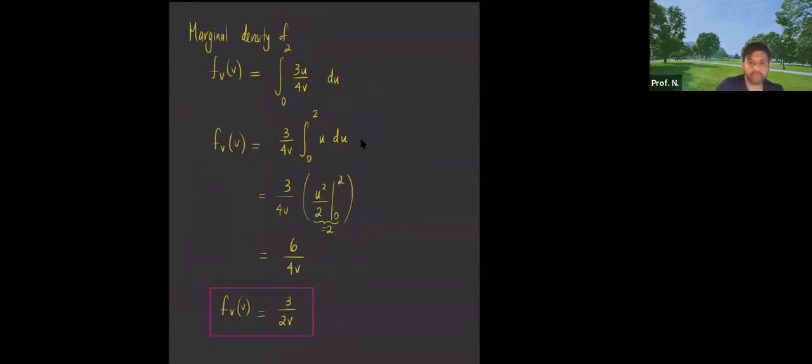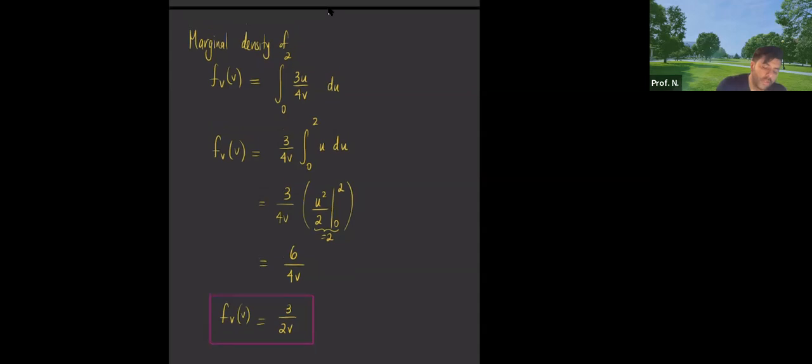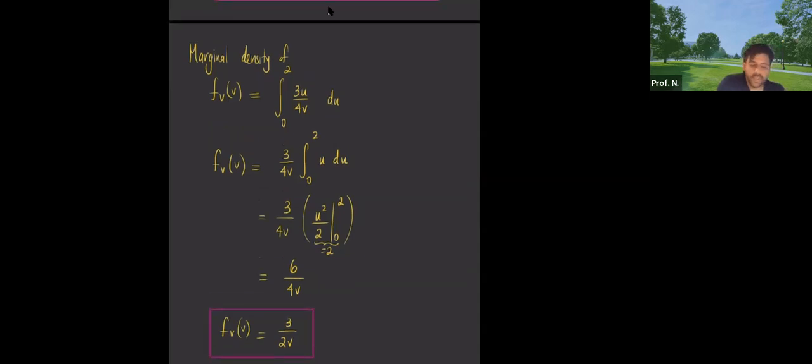Okay, guys? Yep. Okay, great. So this is the nature of the game now: finding the joint distribution of random variables that are functions of other known random variables.